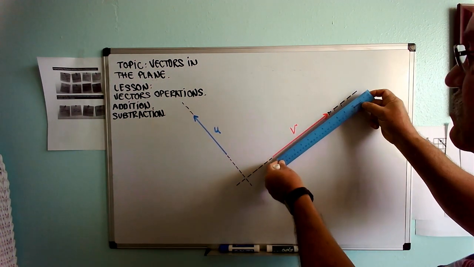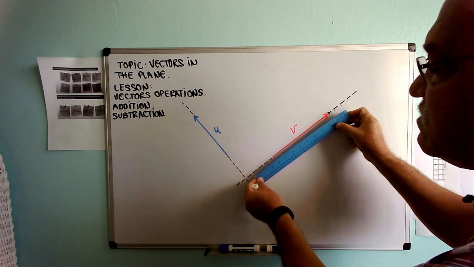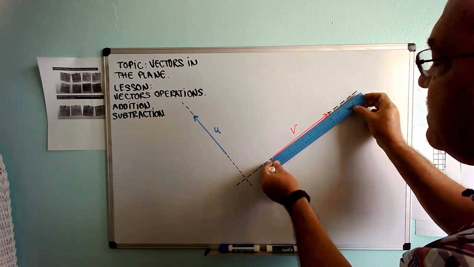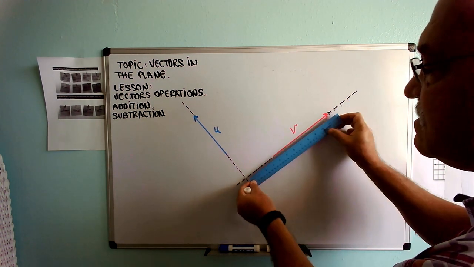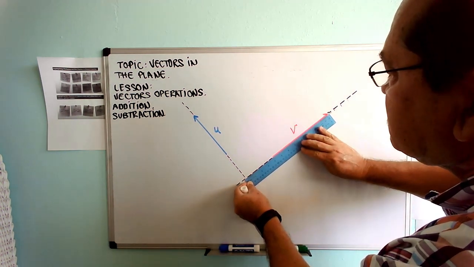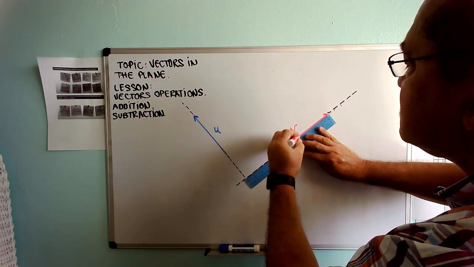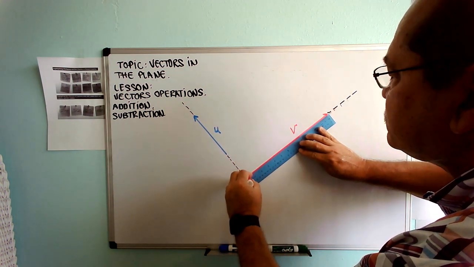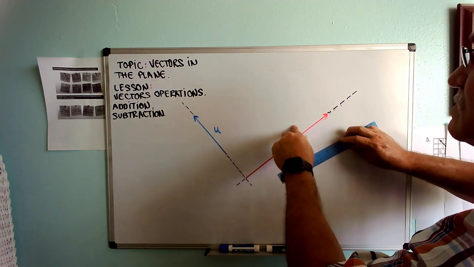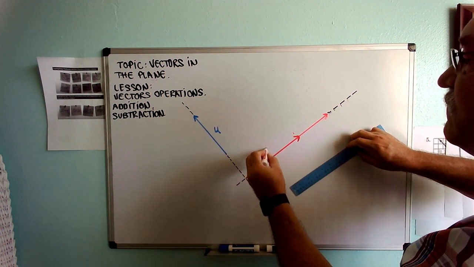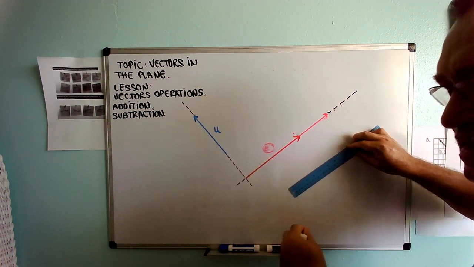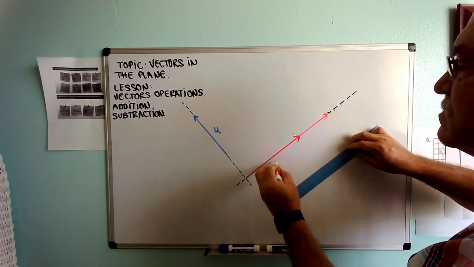Remember that when I move it, we have to preserve the magnitude of the vector. This vector has 8 inches. So when I move it here, we have to make sure that we preserve the magnitude. Now this one is vector v. Let me write the name outside here. Vector v.